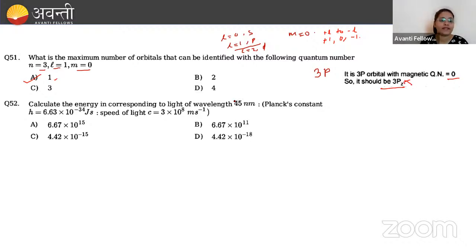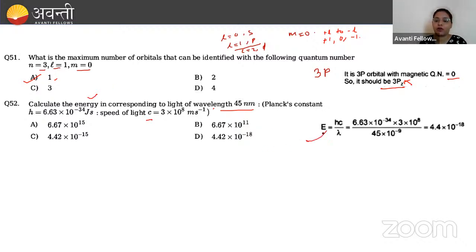Next, calculate the energy corresponding to light of wavelength 45 nanometers. Here the wavelength, Planck's constant and speed of light are given, and we need to calculate the energy. The formula for energy is E equals hc by lambda, right? Put in the value of h, that is Planck's constant, then the value of c, that is velocity, then the wavelength, which was in nanometers; I have converted it into meters. When you do all these calculations, you will get the answer 4.4 times 10 raised to minus 18, which is option E. Yes, a very easy problem.